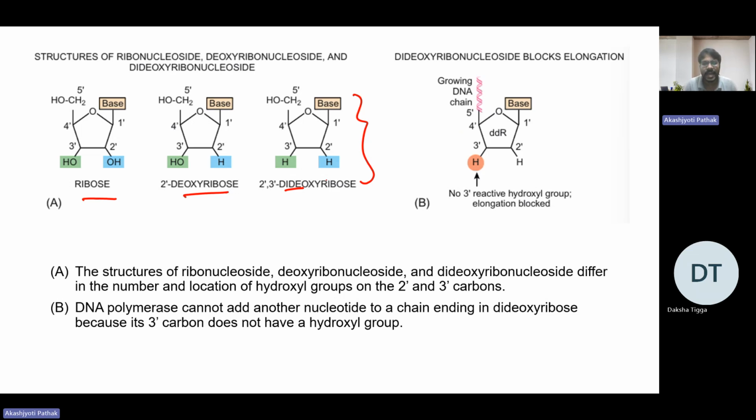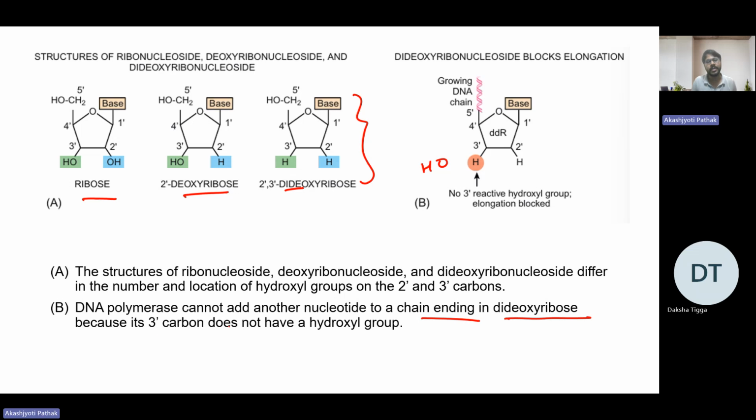If this dideoxyribose comes and gets attached to the growing DNA chain, because it does not have a 3' OH group, further reaction gets stopped. Instead of adding deoxyribose, if my DNA polymerase attaches dideoxyribose, then my polymerization reaction will stop, because the 3' position has an H instead of an OH group. So the DNA polymerase cannot add another nucleotide to a chain ending in dideoxyribose.